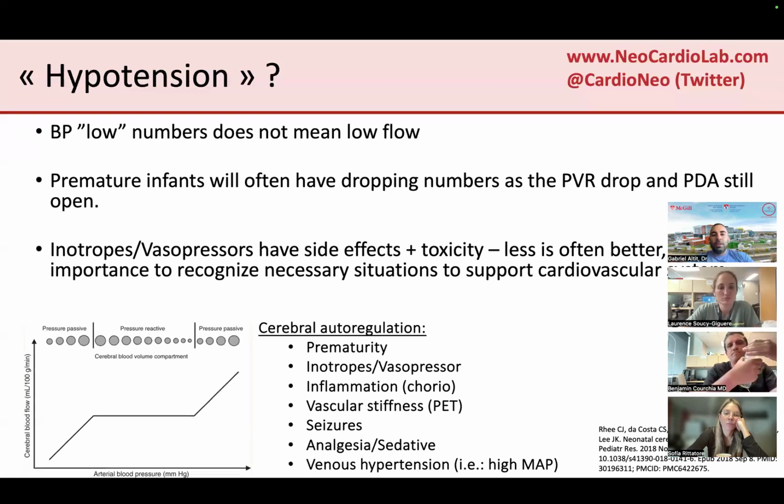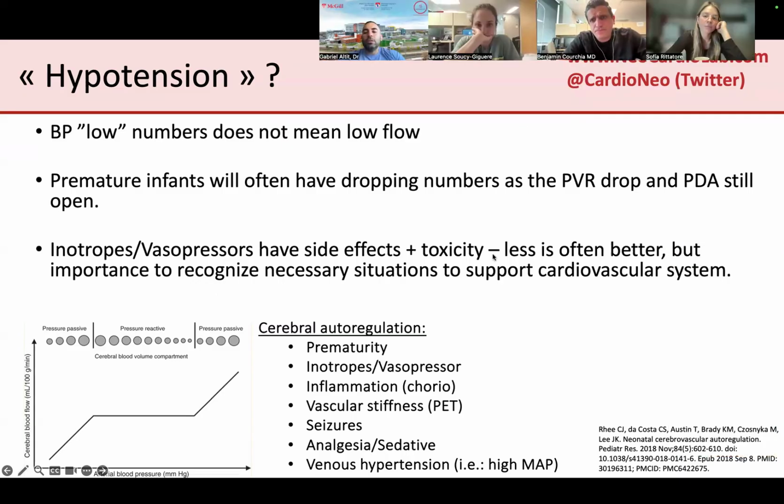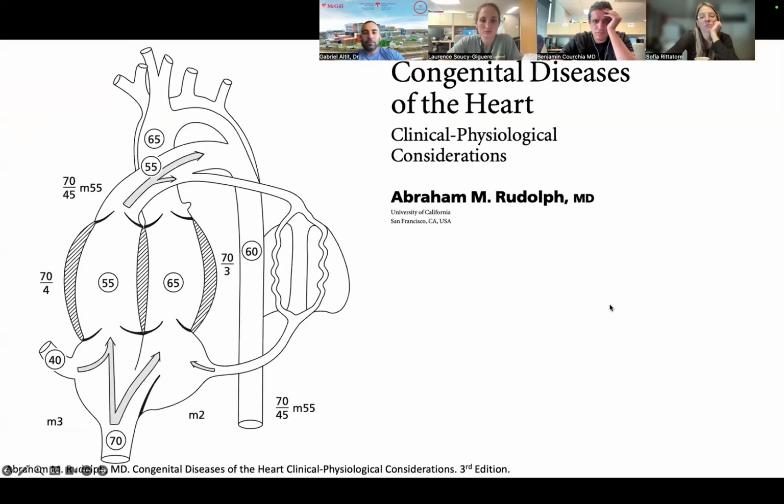So low numbers of BP do not mean low flow, and premature infants will often have dropping numbers as the PVR drops if the PDA is still open. And as I just mentioned, some of these inotropes and vasopressors have side effects and toxicity and may also affect the cerebral vasculature. In that sense, we are tenants that if there are no signs of clinical hypoperfusion, the cardiac function is normal, and the flows are good. In some of these patients that have persistent low BPs, like the first case we mentioned, before jumping onto medication, it's definitely a patient I would get a TNE on to better understand what's happening.